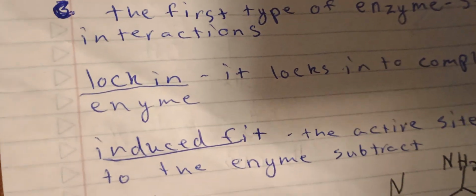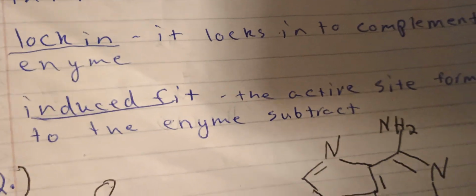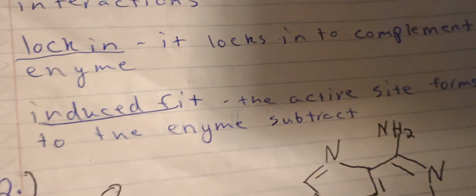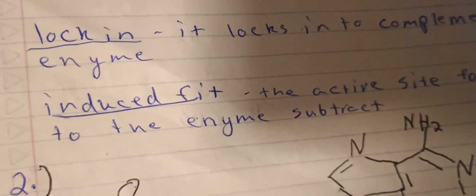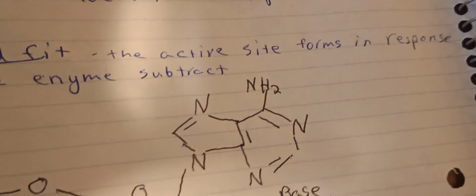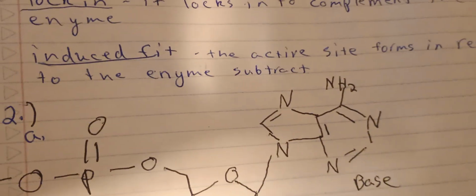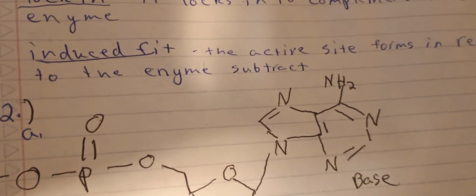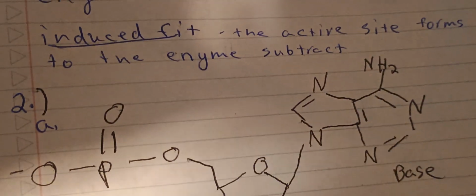1C, the first type of enzyme is substrate interactions. It's locking into the complementary enzyme. An induced fit is the active site formed in response to the enzyme substrate.